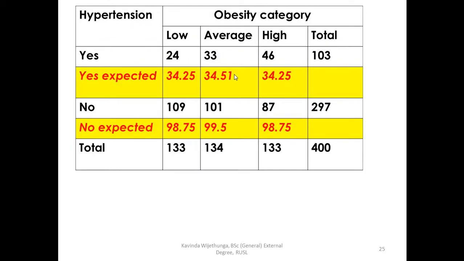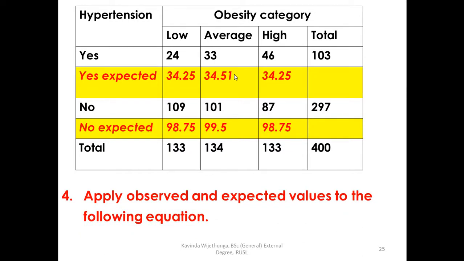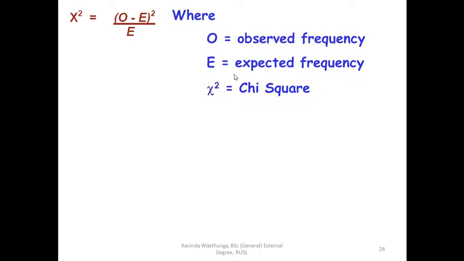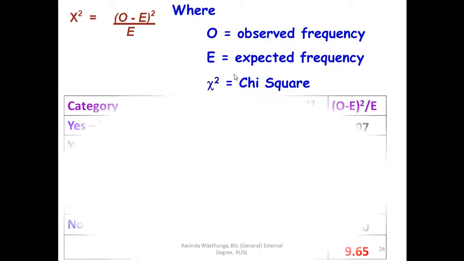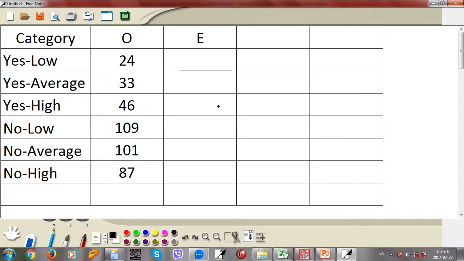Then we can get this table. I'll explain how we can get this table, and the following equation. It is the same equation which we used earlier. Then we can find the chi-square value. So we will do this and obtain this chi-square value as 9.65.